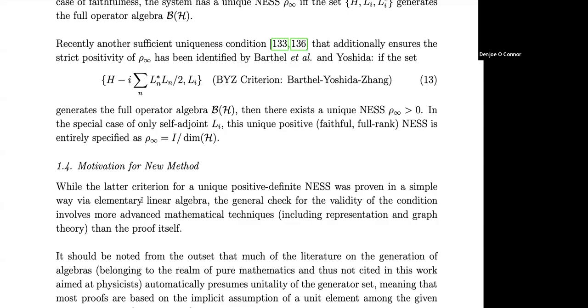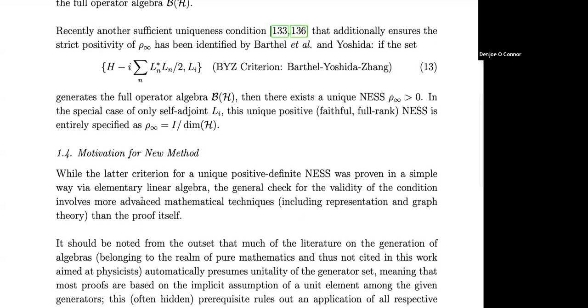And now if you look at the algebraic closure, you're allowed to use all the algebraic operations in your operator algebra. So matrix multiplication, matrix addition, scalar multiplication, and so on. And if under those algebra operations you generate the full operator algebra, then there is guaranteed to be a unique fixed point in the end, which is also strictly positive. Okay, so that's the criterion here.